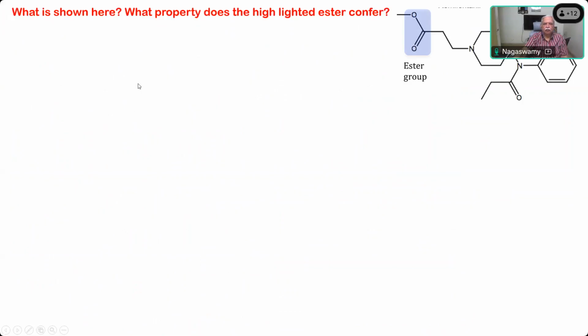What is shown here and what property does the highlighted ester confer to this compound? This is a structural formula of a compound which is very commonly used and very recently becoming available in our practice. Introduced. Chloroprocaine, sir. So recently introduced. The drug has been coming into the market, to my knowledge, only last. Tetracaine. Remifentanil. Remifentanil, yes, excellent.